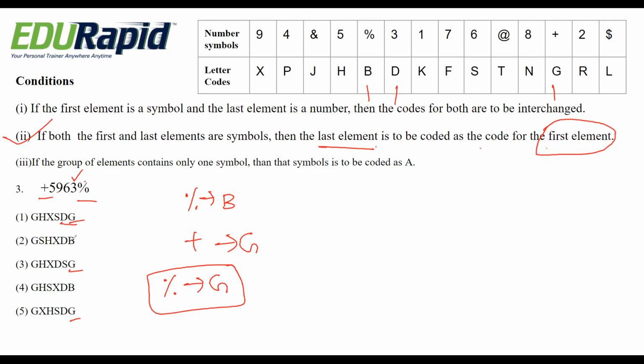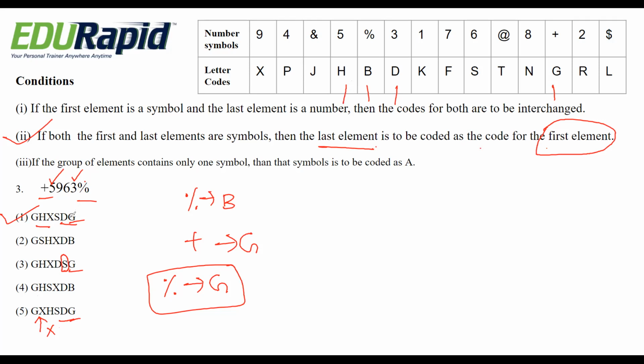For the first condition, the first option follows, and the third one does not follow, and the fifth one as well. Option 3 is also eliminated. From the first and fifth options we have to decide. Let me see the second one, that is number 5. For 5 it is coded as H. In the fifth one it is coded as X. It does not follow. So we can say that option 1 is the right answer.